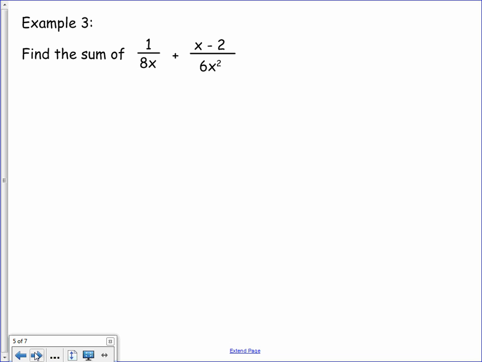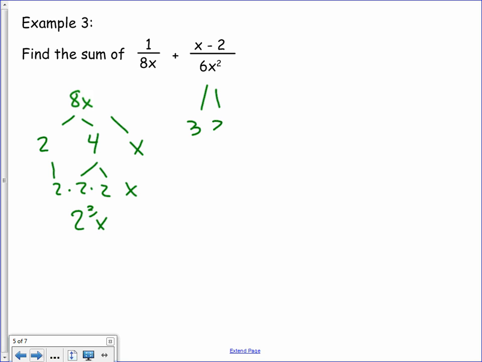Now, what we need to do when we're finding the sum is first find the common denominator, which would be the LCD. So we're going to factor the prime factorization of this, which would be 2 times 4 times x, which is 2 times 2. We could really write this as 2 to the third power times x. And then this would be 3 times 2 times x squared.